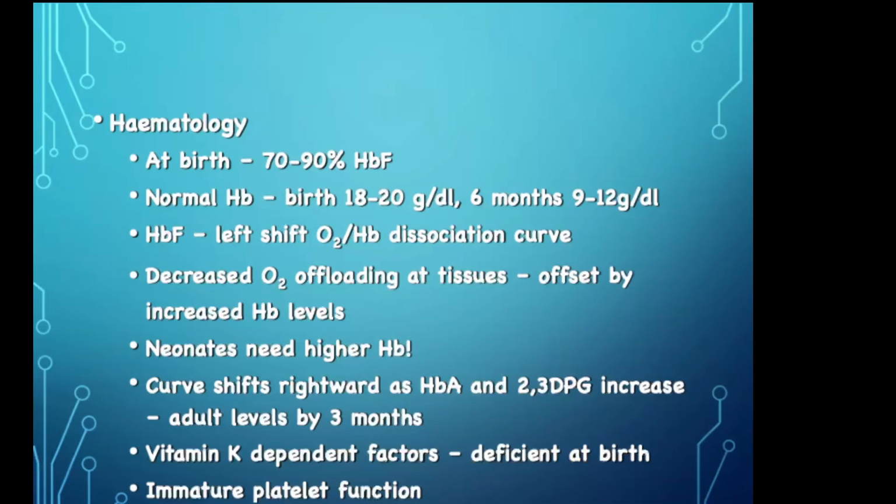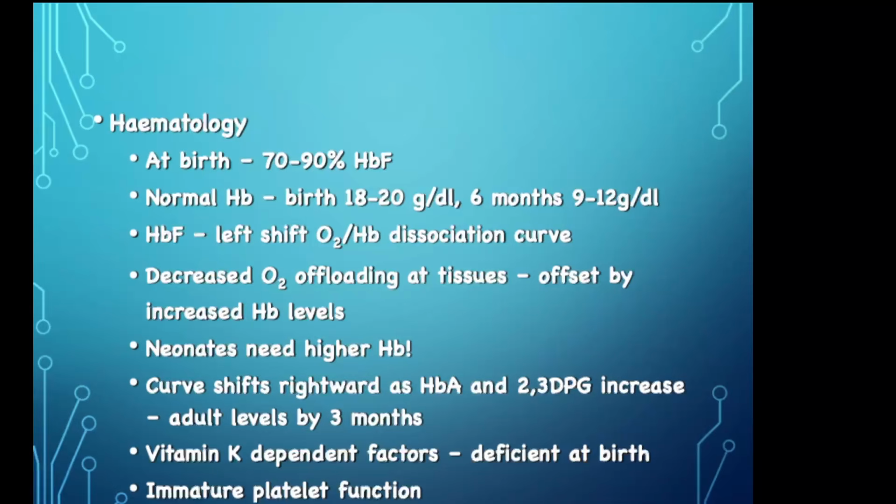They have decreased oxygen offloading because this fetal hemoglobin holds onto it so well. They need a higher hemoglobin then, okay? Because they've got lots of oxygen and lots of hemoglobin, but the fetal hemoglobin doesn't release it as well. Their curve shifts rightward as their adult hemoglobin takes over by 3 months, and their levels of 2,3-DPG increase to normal, and that takes 3 months.